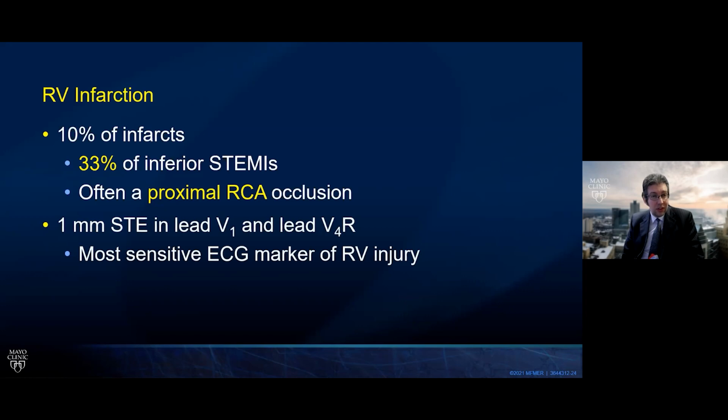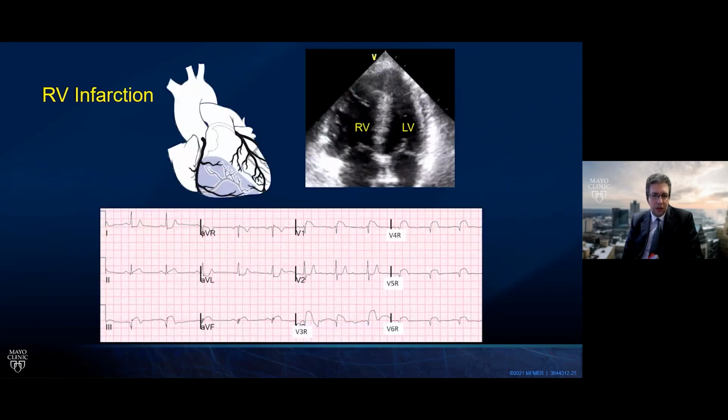How we diagnose this, we look for 1 millimeter ST elevation in leads V1, and then placement of right-sided leads. So lead V4R is another place to look. Recall, right-sided leads aren't done unless you ask for them. So if you're suspicious of a right-sided infarct, an RV infarct, make sure that you pursue right-sided leads, because this is really the most sensitive ECG marker for RV injury.